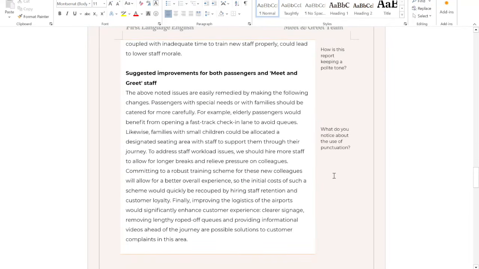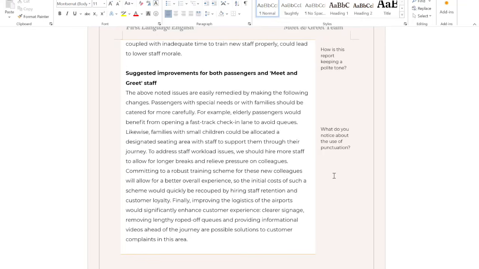Suggested improvements for both passengers and meet and greet staff. The above noted issues are easily remedied by making the following changes. Passengers with special needs or with families should be catered for more carefully. For example, elderly passengers would benefit from opening a fast-track check-in lane to avoid queues. Likewise, families with small children could be allocated a designated seating area with staff to support them through their journey.